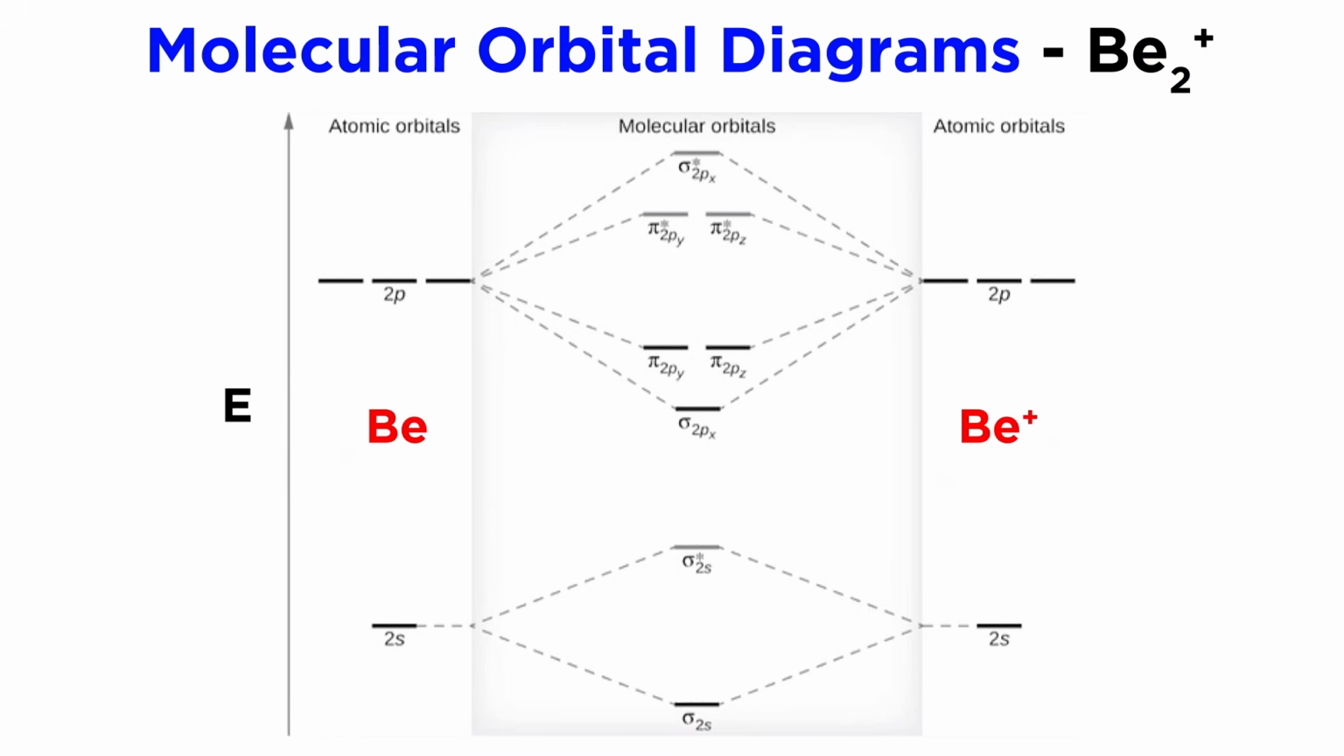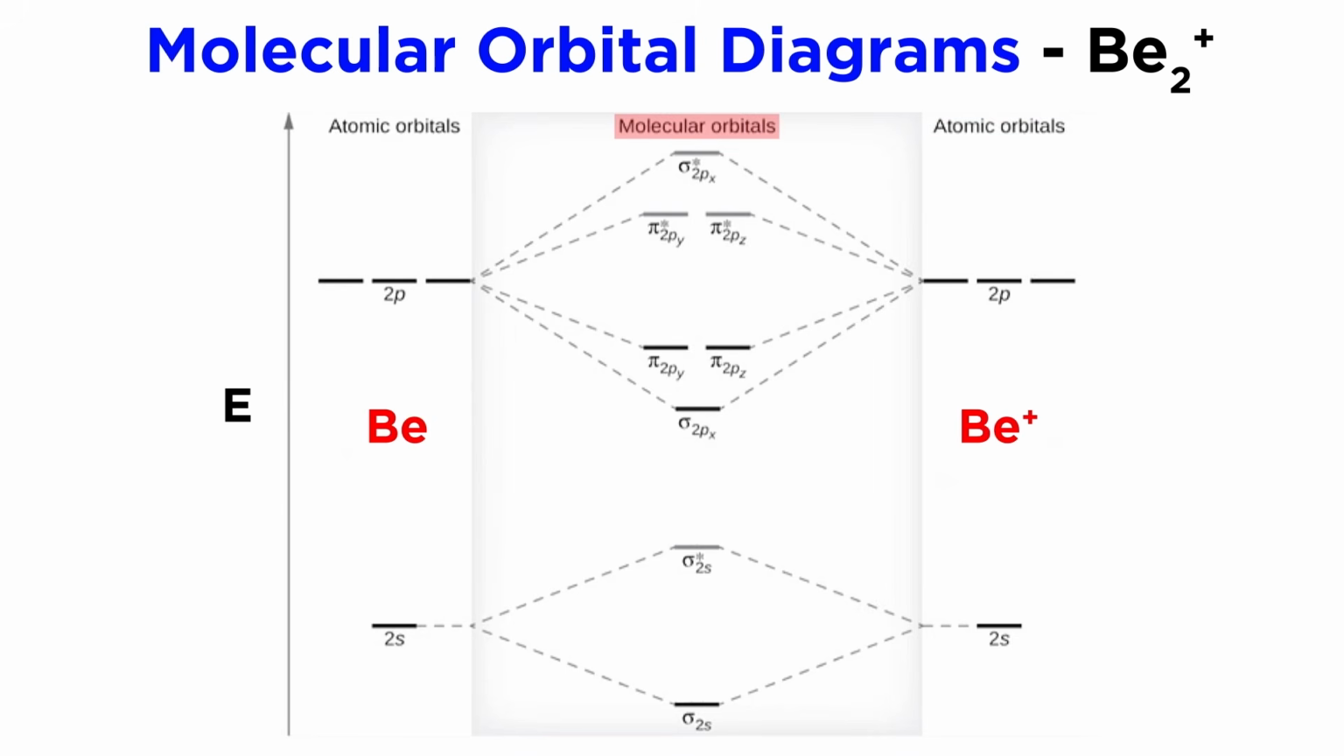Let's look at an orbital diagram for a diatomic molecule like the Be2 cation, which will involve a neutral beryllium and a beryllium with a +1 charge. The molecular orbital diagram will always show the atomic orbitals of one atom on the left and the atomic orbitals of the other atom on the right.